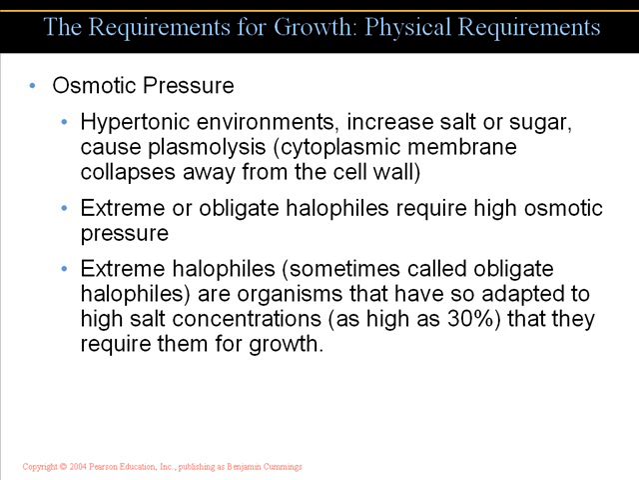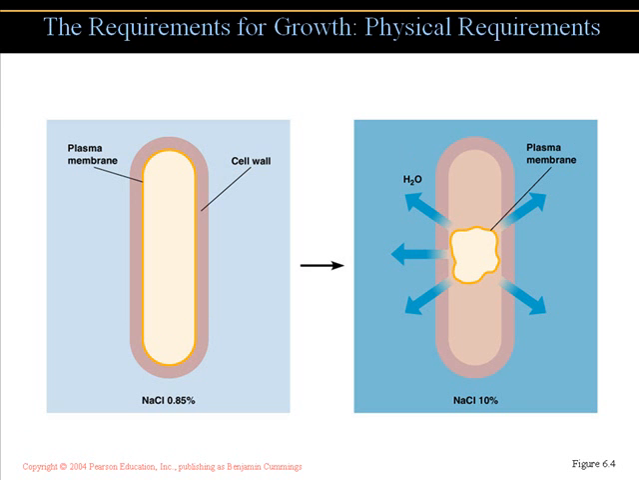Extreme and obligate halophiles basically require high osmotic pressure. Extreme halophiles, sometimes referred to as obligate halophiles, are organisms that have so adapted to high salt concentration, as high as 30%, that they require it for growth. Now this is important because back in the days of yore, salt was used to help preserve meat products, because microorganisms that typically led to food spoilage couldn't survive in these highly osmotic areas, and so salt was found to be a great preservative for certain foods.